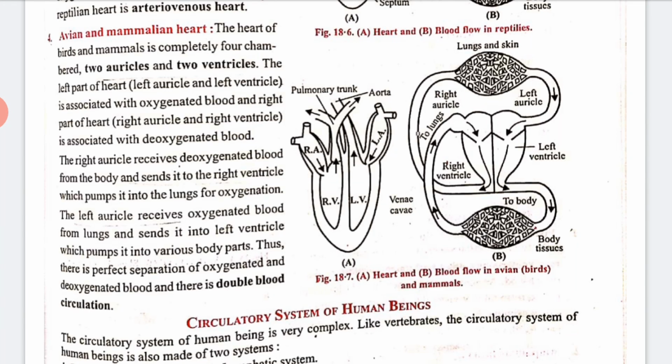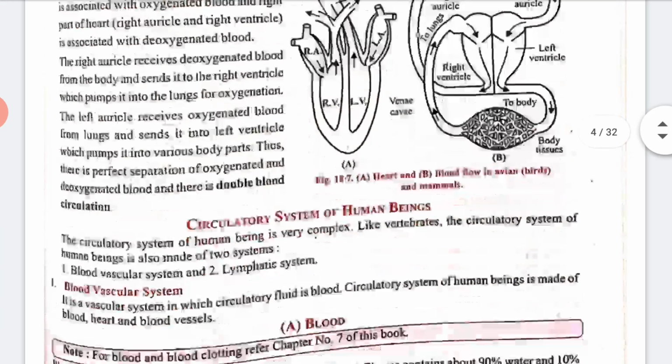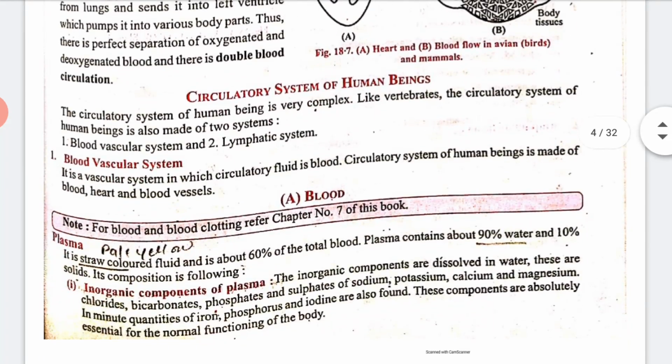Clear? Now let's talk about the circulatory system of human beings. How does blood get properly circulated in human beings? The circulatory system of human beings is very complex, like in vertebrates, and it is also made up of two systems: the blood vascular system and the lymphatic system. The blood vascular system is a vascular system in which the circulatory fluid is blood. So the circulatory system of human beings is made up of blood, heart and blood vessels.